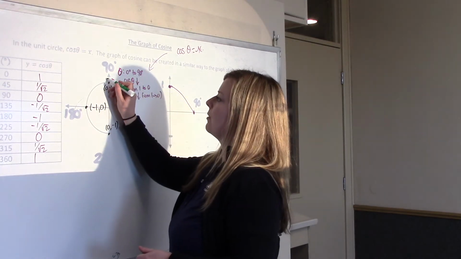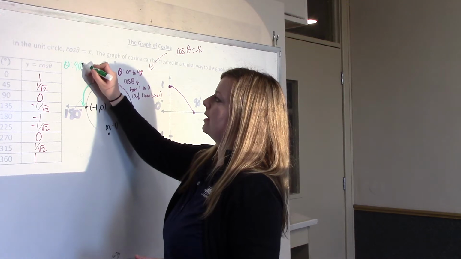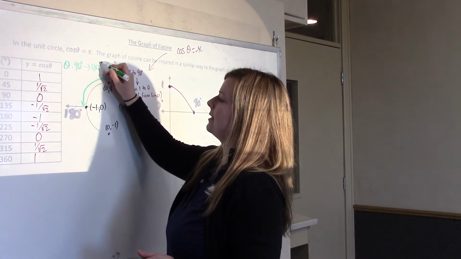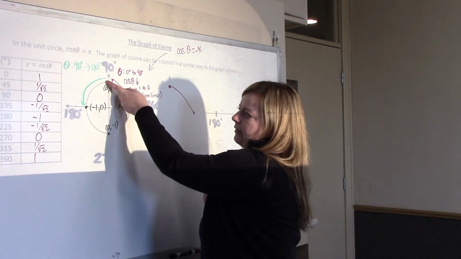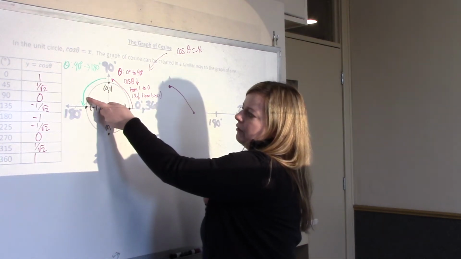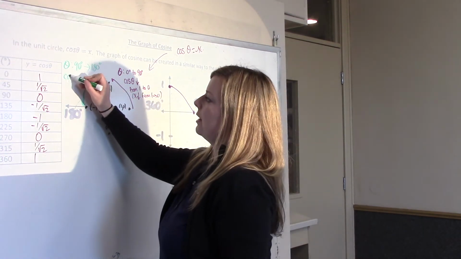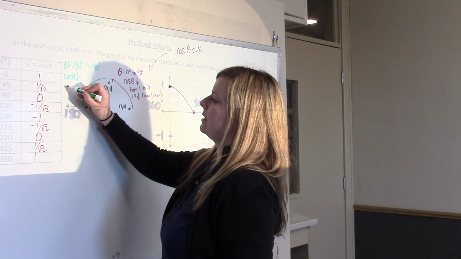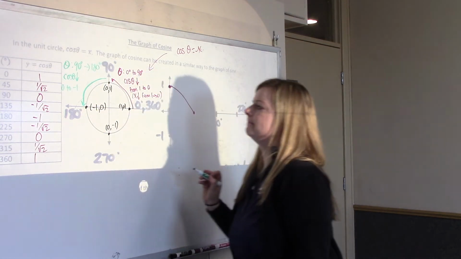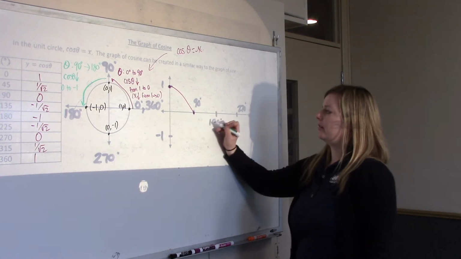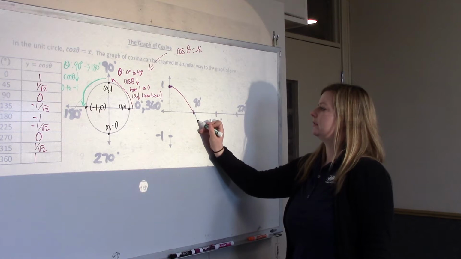Now theta is moving from 90 degrees to 180 degrees. What's happening to our x values? Well, they're continuing to go in the left-hand direction. So they're decreasing from 0 to negative 1. So cos theta is decreasing from 0 to negative 1. Okay, so we're starting at 0, and here we're decreasing to negative 1.